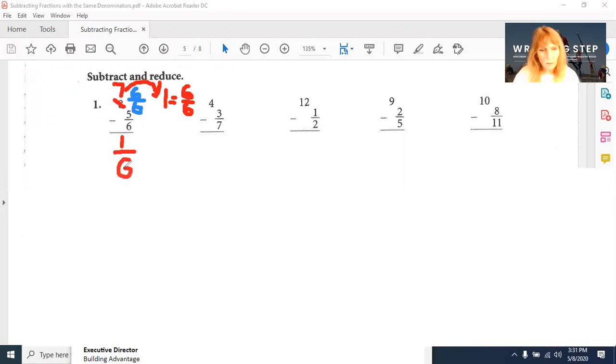And then I subtract the whole numbers. 7 minus nothing is 7. So 7 and 1/6. Let's try another one. Let's try the end problem over here.